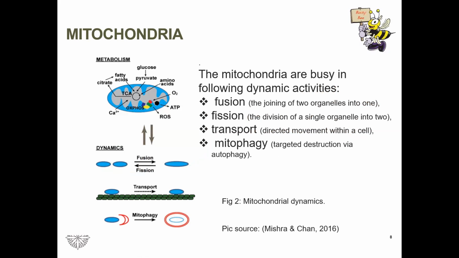So let's elaborate on these dancing dynamic activities. One is fusion. That means when two organelles, and by organelles I mean two mitochondria, they join. Fission is when they separate. Transport is when they are themselves moving around in the cytoplasm, or they are helping somebody else to move. And I'll expand that later in the slide.